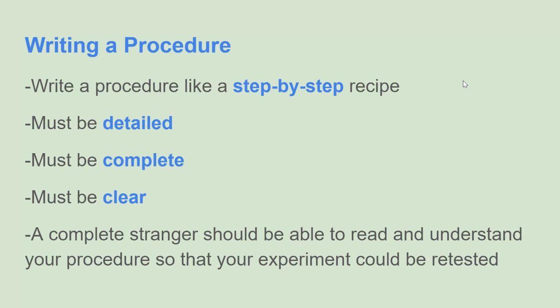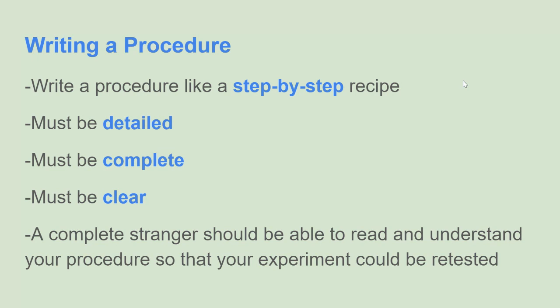When you're doing an experiment, you want to make sure you have a solid procedure to work with. That's important for you as the experimenter, but it's also important for others if they're trying to retest or repeat your experiment. Your procedure needs to be step by step. It's got to be really detailed, complete, and clear. A stranger should be able to read it and understand exactly what you mean.